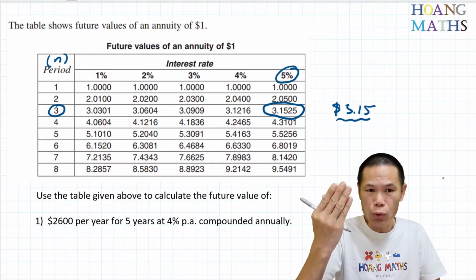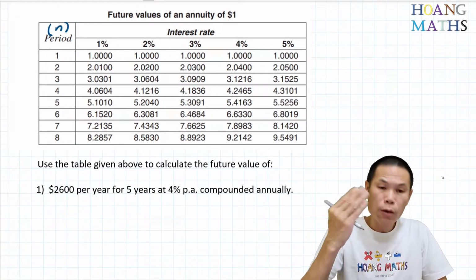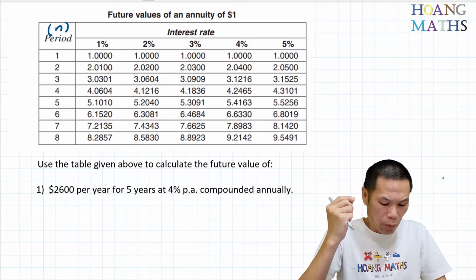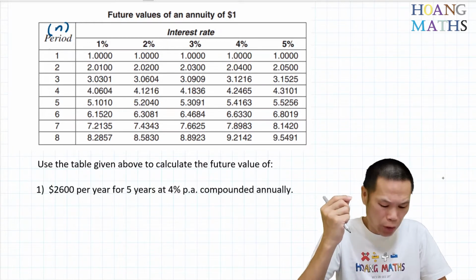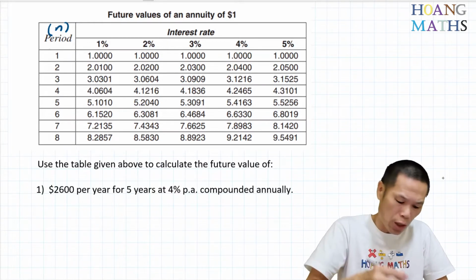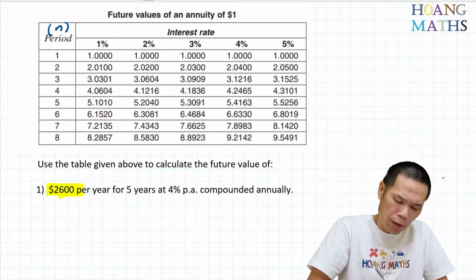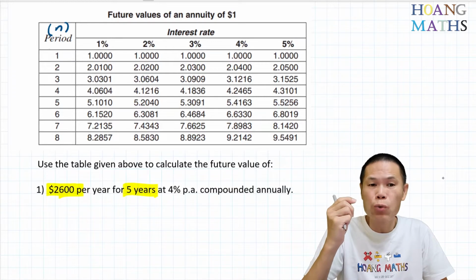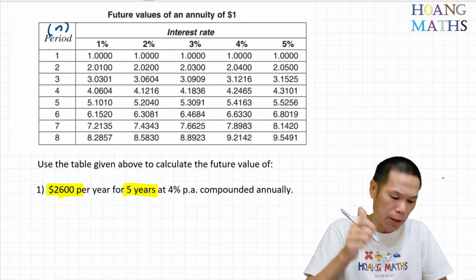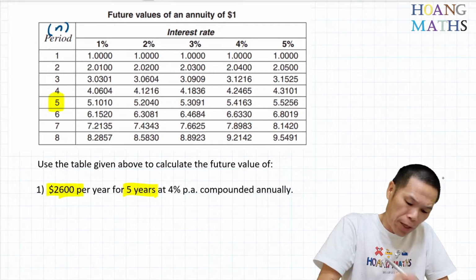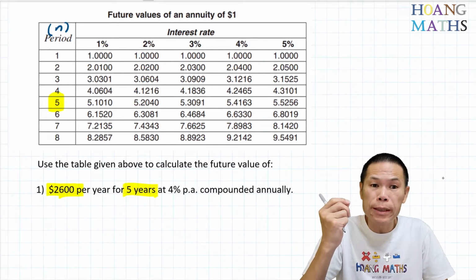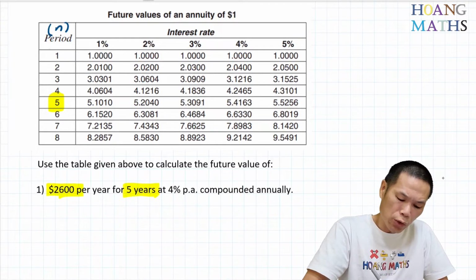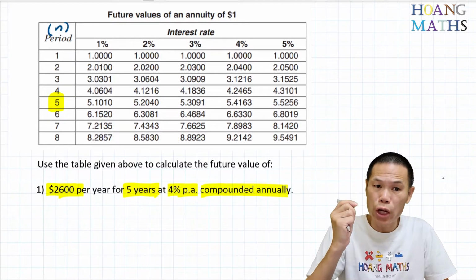So let's just go through a couple of examples. The first one is we make regular contributions of $2,600 per year for 5 years. This means that N is equal to 5 because we make 5 regular payments. The interest rate is 4% per annum, and it compounds annually, so we do not have to change anything.